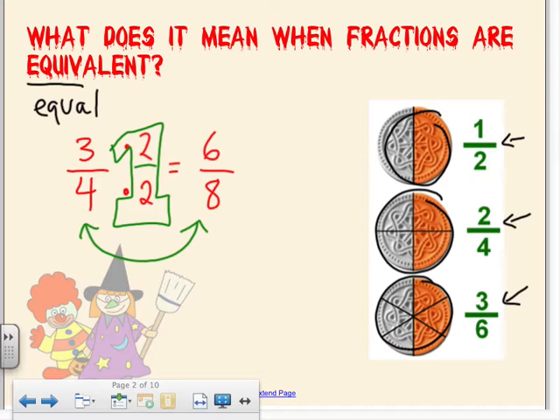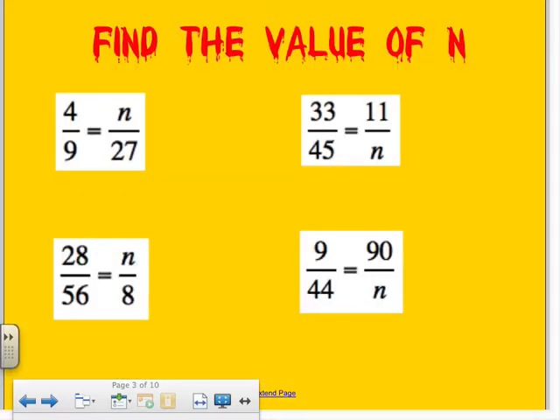So that's equivalent fractions. So take these sets of fractions and you're either going to have to multiply or divide both the numerator and denominator by the same number to figure out what all these missing ns are. I'll show the first one. The first one, to get from 9 to 27, you would multiply by 3 to get 27. So since I'm multiplying that by 3, I'm going to multiply this 4 by 3 also, and that means n is 12. So go ahead and pause and try the next 3 on your own and then hit play to find the answers.